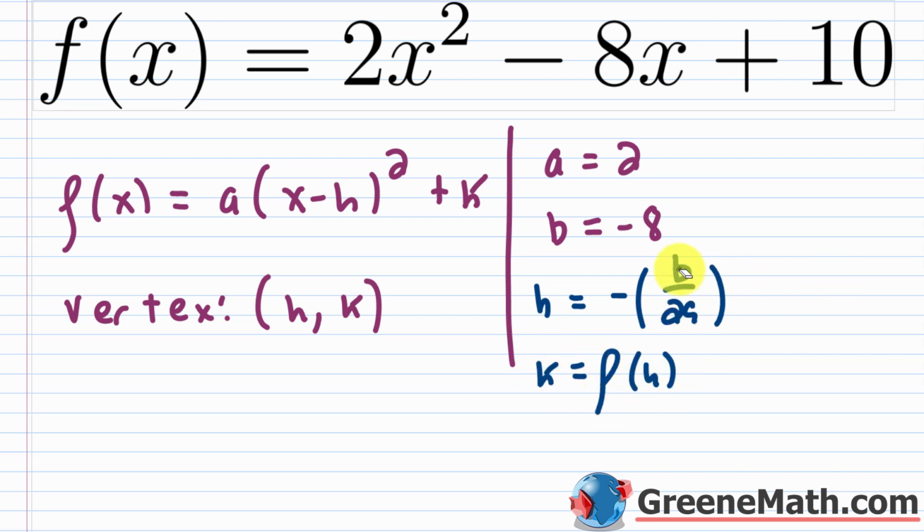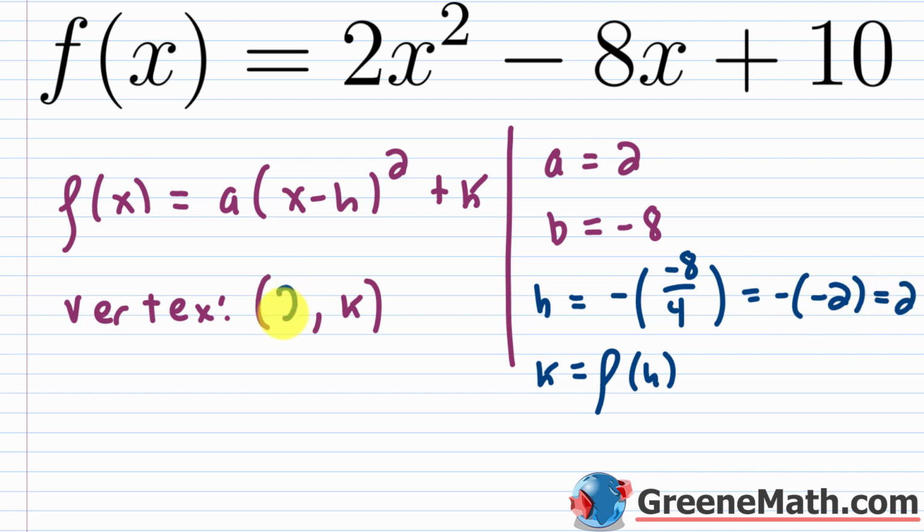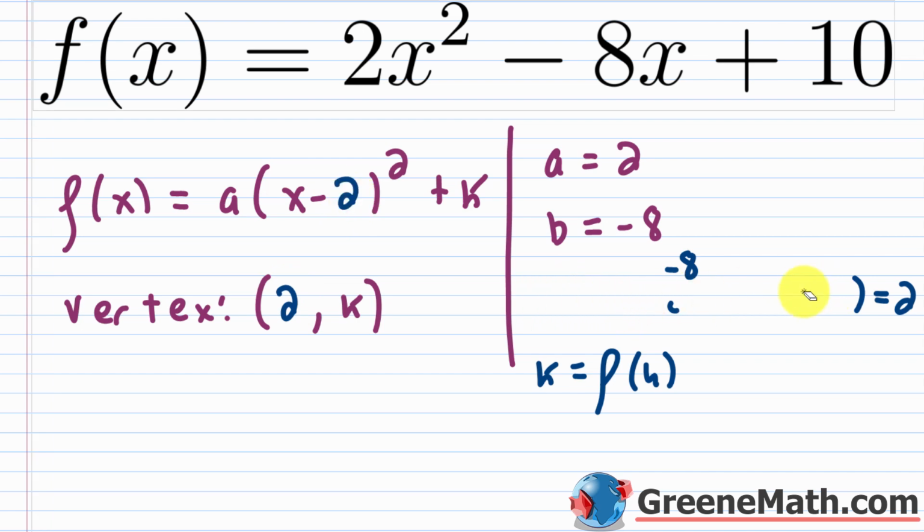So what is b? B is negative 8. So you're going to plug in a negative 8 there. What is a? A is 2. So 2 times 2, let's just write that now. That's going to be 4. Negative 8 over 4 is negative 2. So this would be the negative of negative 2, which of course is positive 2. So h is 2. So I'm going to put a 2 there, and then I'm going to put a 2 there. Okay, let's get rid of this. And we can just write that h is 2.